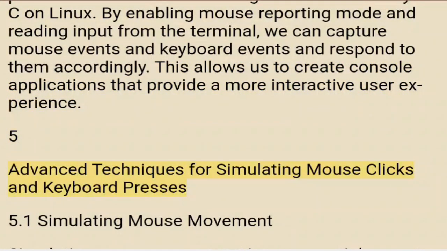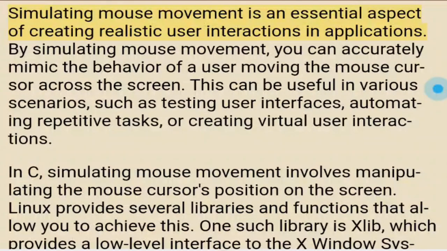5. Advanced techniques for simulating mouse clicks and keyboard presses. 5.1 Simulating mouse movement. Simulating mouse movement is an essential aspect of creating realistic user interactions in applications. By simulating mouse movement, you can accurately mimic the behavior of a user moving the mouse cursor across the screen. This can be useful in various scenarios, such as testing user interfaces, automating repetitive tasks, or creating virtual user interactions.